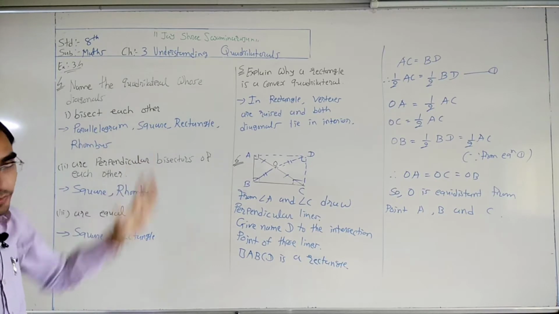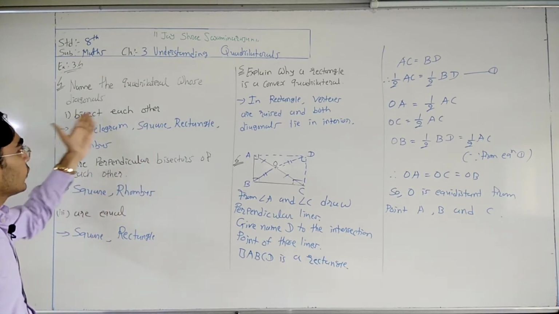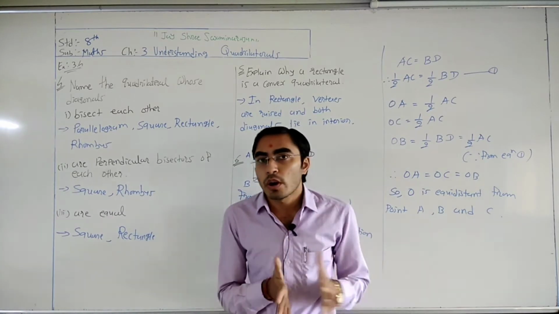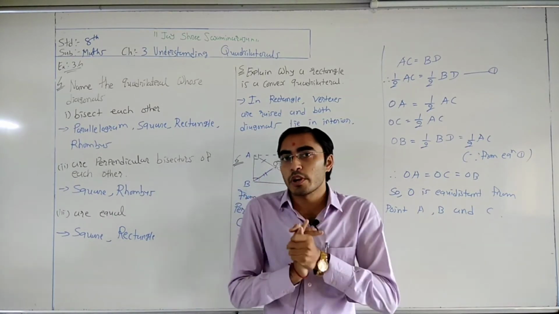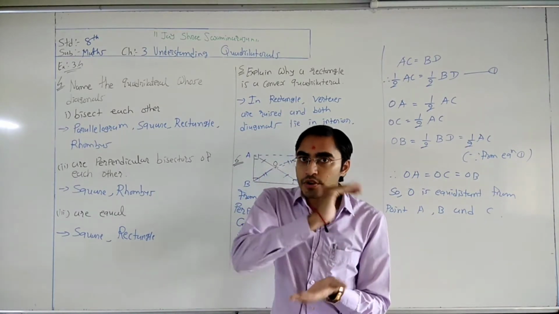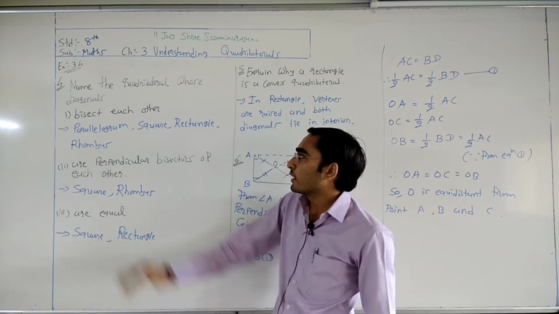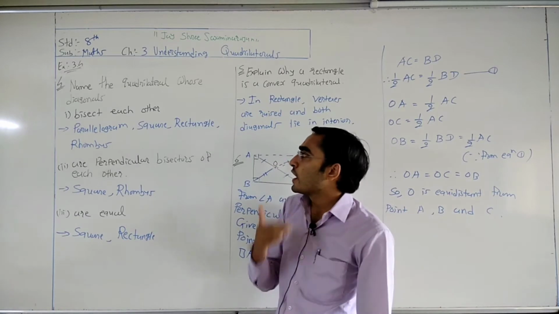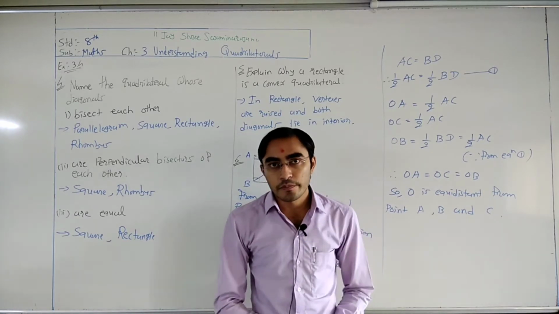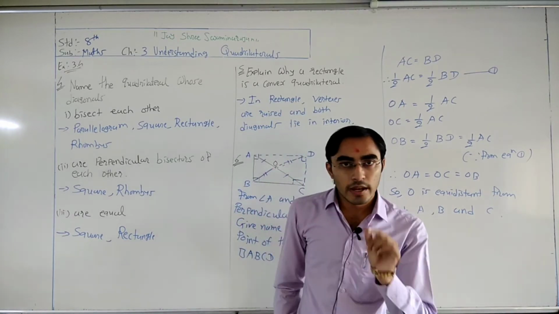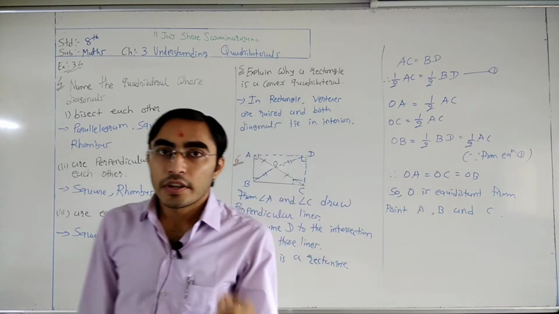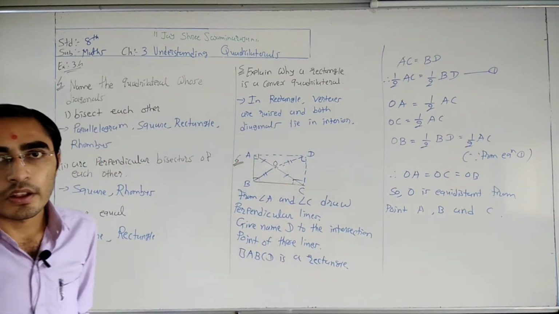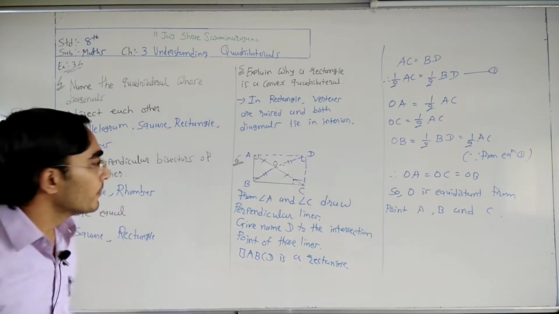Name of the quadrilateral whose diagonals bisect each other. That means we need to think about the quadrilaterals. In which type of quadrilateral do diagonals bisect each other? So first of all, in parallelogram, right? In parallelogram, diagonals bisect each other. That is the property of parallelogram.